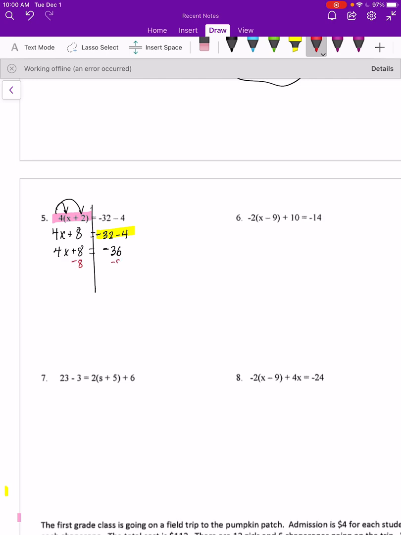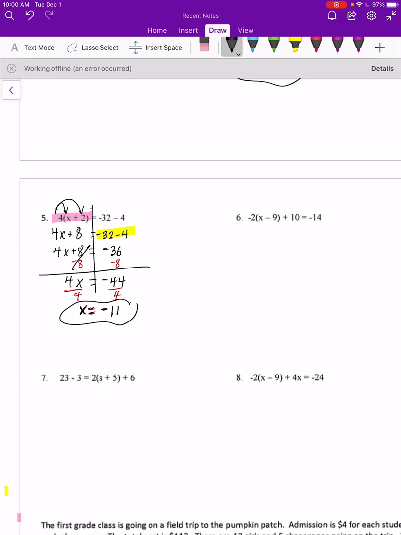So again, two-step equation. Subtract 8, subtract 8. So now I have 4x equals, because these cancel. Be careful with that negative. -36 minus 8, so you're going to bring it down, which would be -44. Divide by 4, divide by 4, and x is equal to -44 divided by 4, which would be -11.